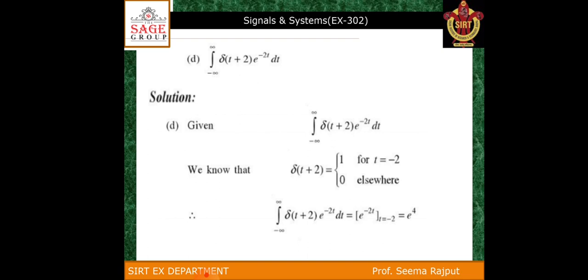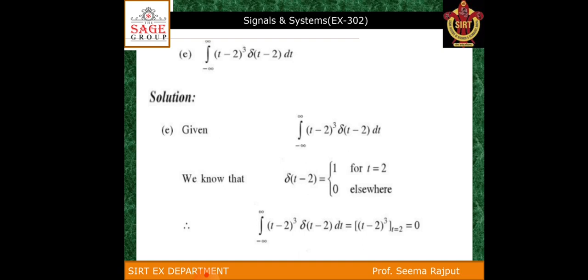Another example is integration from minus infinity to infinity of delta t plus 2, e to the power minus 2t, dt. In that case, delta t plus 2 equals 1 for t equal to minus 2 and 0 elsewhere. So delta t plus 2 equals 1, and the remaining function is e to the power minus 2t. In place of t, we put t equal to minus 2. So in that case, the answer is e to the power 4.